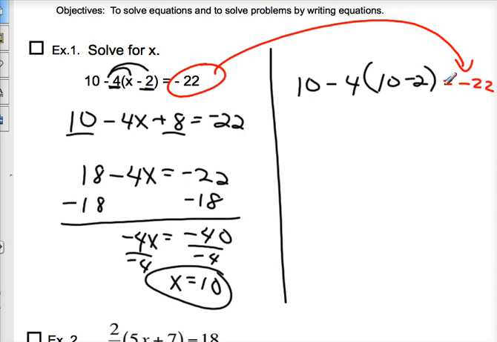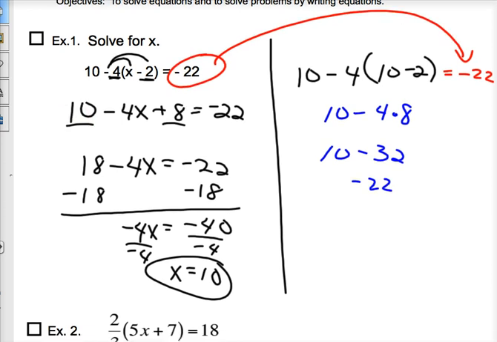Order of operations, do the parentheses first. 10 minus 2 is 8. Multiply before subtract, so 4 times 8 is 32. 10 minus 32 is, in fact, -22. Feeling good about my answer of 10. Second problem.